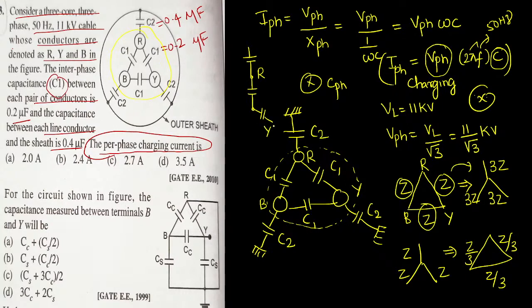This is Y phase. There will be one more capacitor that will be connected to the sheath. Here there will be one more capacitor. This is B. And one more capacitor that will be connected to the sheath. That is C2, the external capacitor.